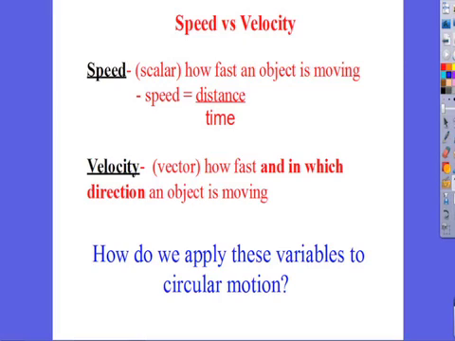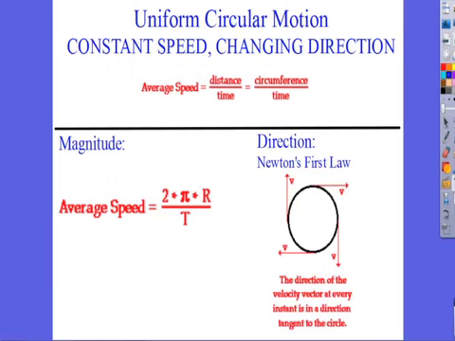Velocity, in addition to being how fast an object is moving, also indicates the direction in which the object is moving, and therefore it is a vector quantity. So what we're going to look at first is how do we apply these variables to circular motion. We know that speed is distance divided by time. So if I'm moving in a circle, the question becomes, what distance do I cover, and how do I measure time around a circle?